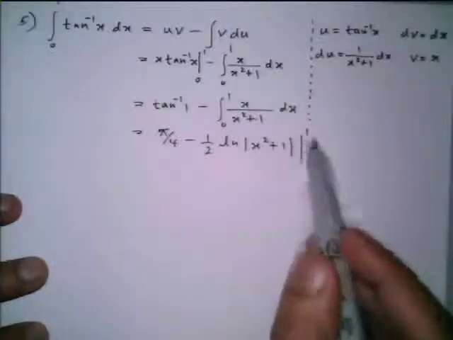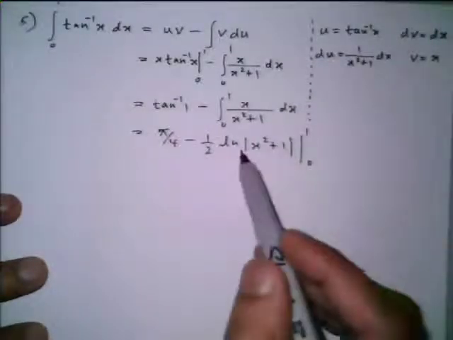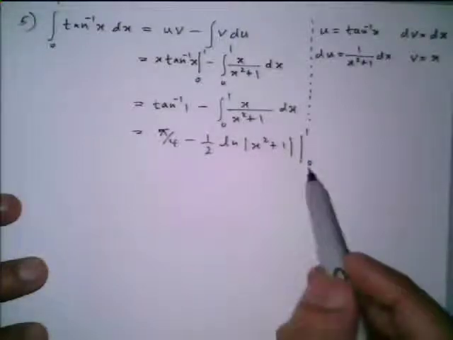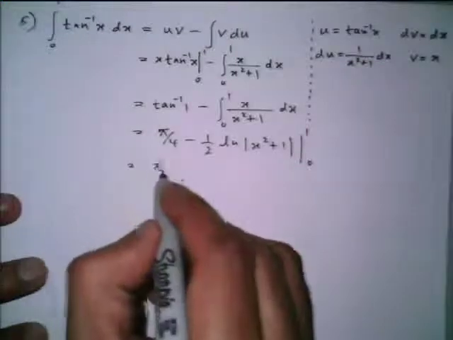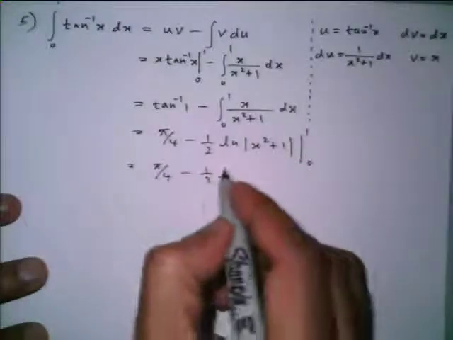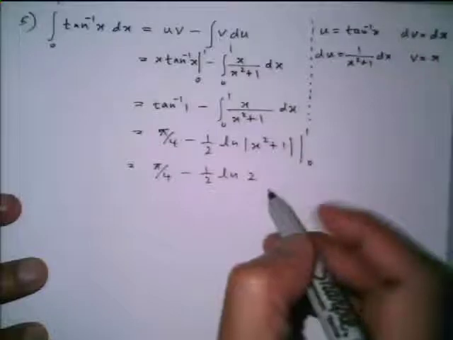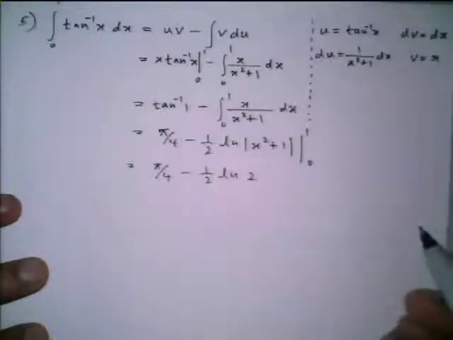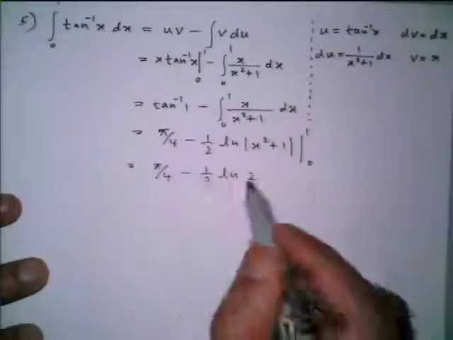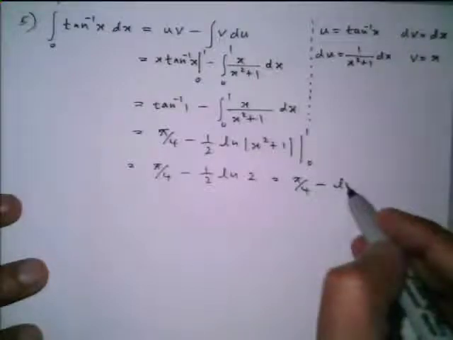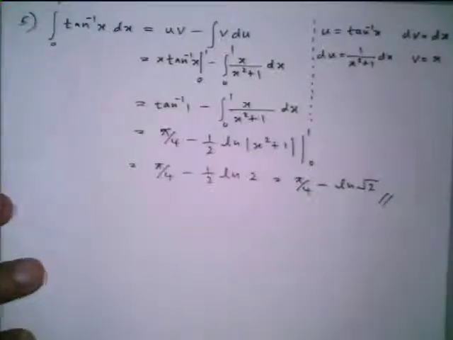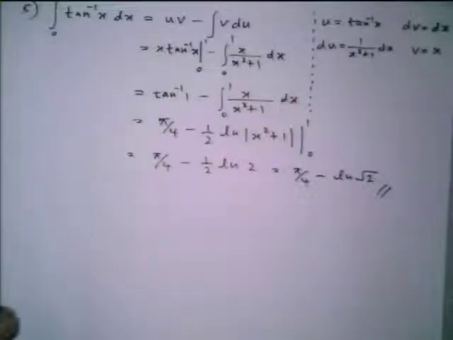Okay, let's put 1. If you put 1, you get 2 there, ln 2. If you put 0, this becomes ln 1, that is 0, so it's gone. Your final answer is pi over 4 minus 1/2 ln 2. Is that right? Or you can bring this one there, and write this as pi over 4 minus ln square root 2. Good. So that's it.